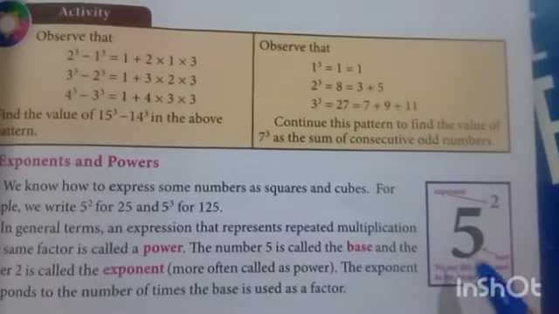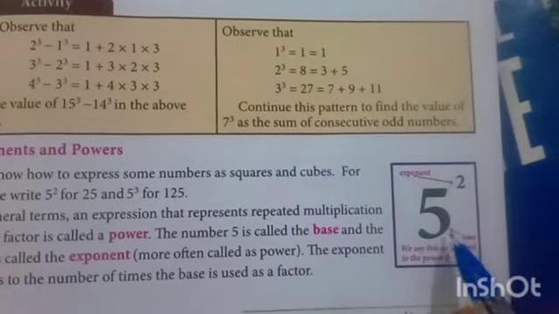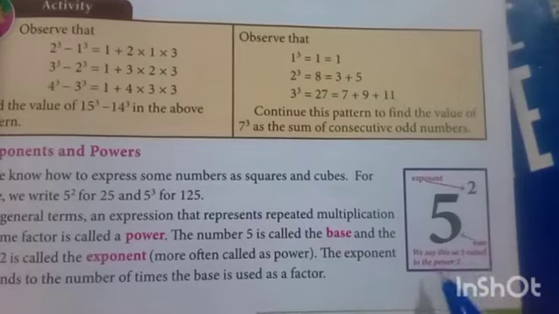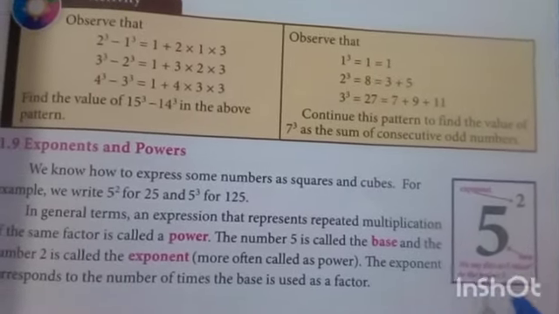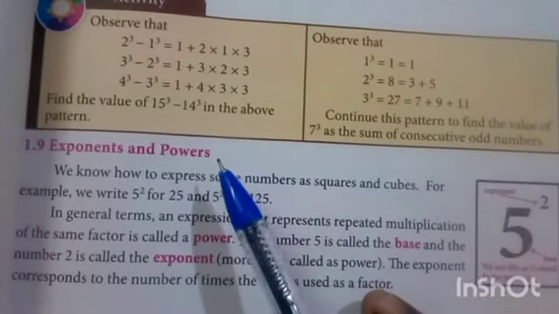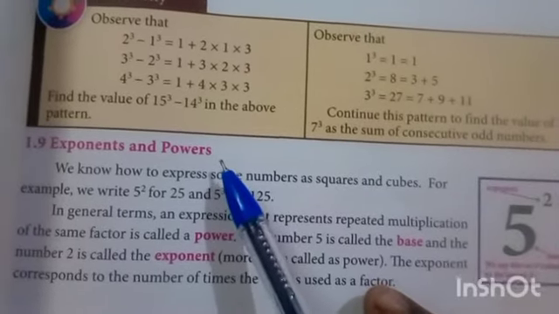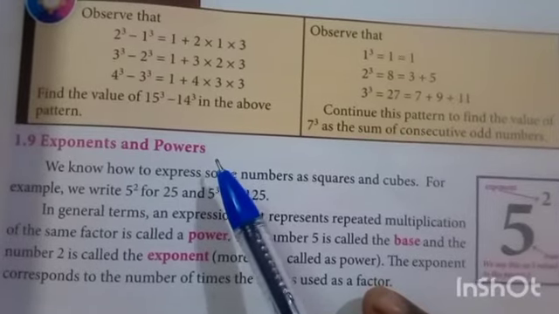In 5 square, this is the exponent and this is the base. We say this as 5 raised to the power 2. Related to exponents and powers, you already learned the laws of exponents in 7th standard. Now we use those laws of exponents and you are going to learn some of the problems.